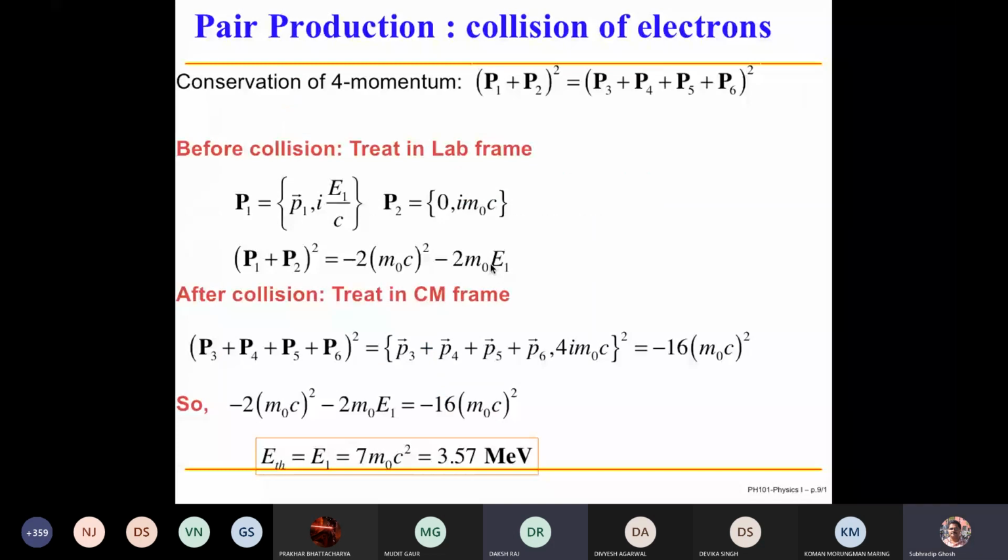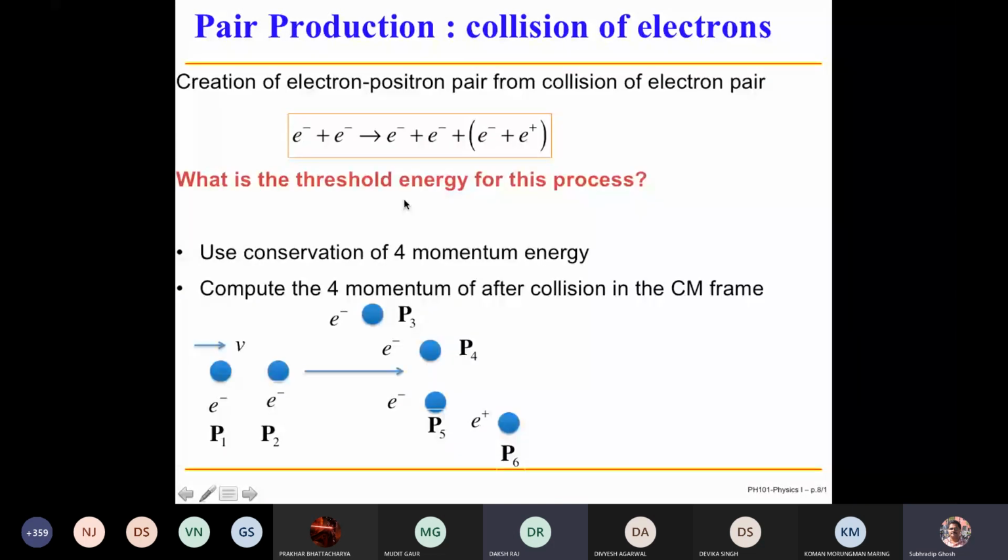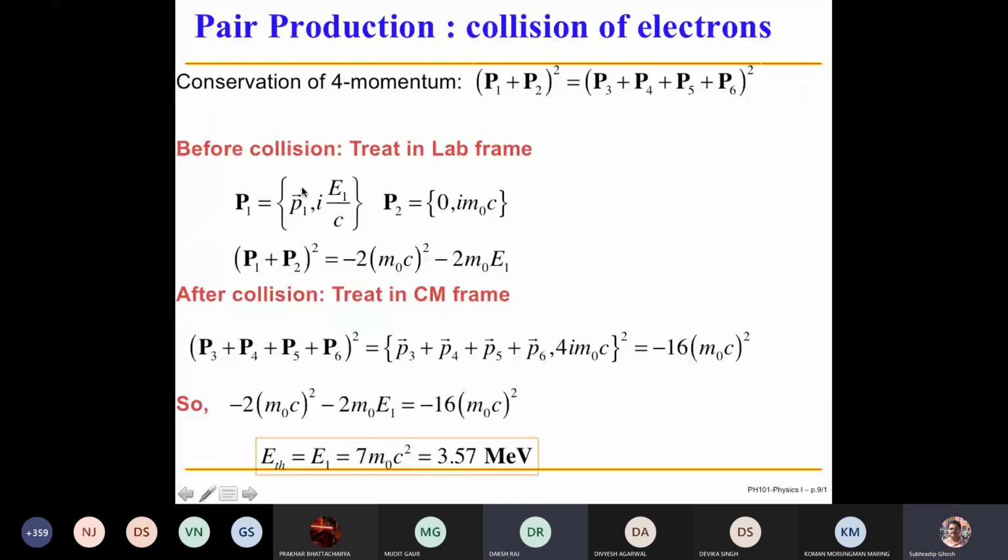Now, before collision, you treat it in the laboratory frame. In the laboratory, what do we see? This electron is at rest and this one is in motion with a velocity v. So before collision, what is P1? It is this, and the fourth component is this. Whereas for P2, there is no three-momentum. This is 0. And the fourth component, E2, is only the rest mass energy, m0 c squared divided by c, so m0 c. Now, when I calculate (P1 + P2) squared, this is what I will get.